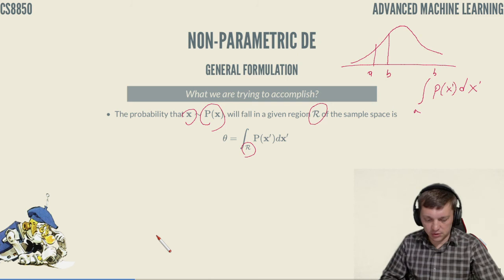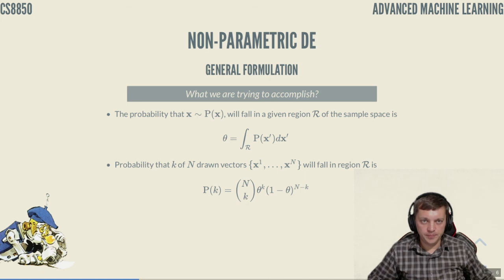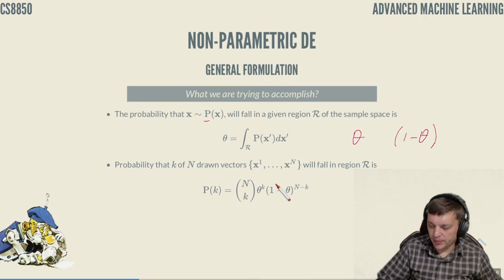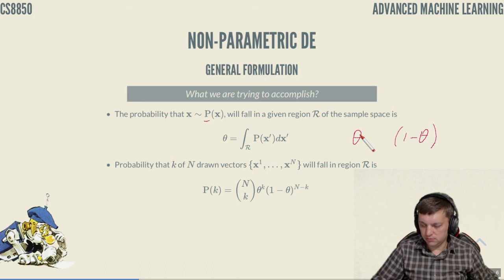When we have a sequence of random vectors, we want to estimate the probability that k of those vectors that we sampled randomly from the distribution p will fall in this region. We know that the probability of falling inside of this region is theta, and outside of this region, 1 minus theta. Now you see the familiar Bernoulli distribution. But in a sequence of n draws, how many will fall into that region R is governed by that theta. And the probability of a specific number of the samples falling within this region R is the binomial distribution here on the slide.